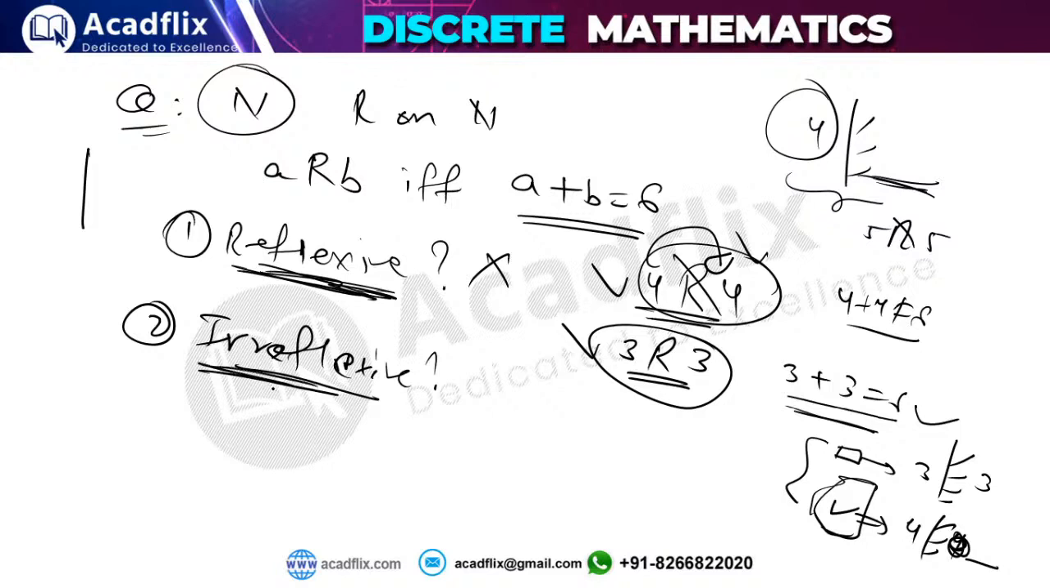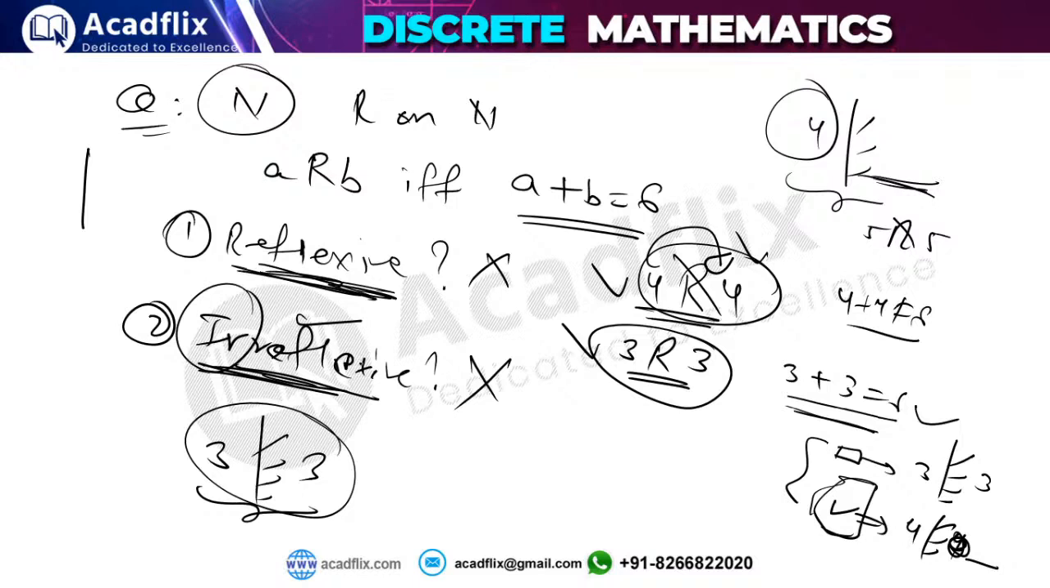Now what about irreflexive? So this is not irreflexive. Why? Because irreflexive is the completely extreme opposite of reflexive. It says that no one should see an image, no one should see a reflection. But 3 is seeing a reflection, you can see.